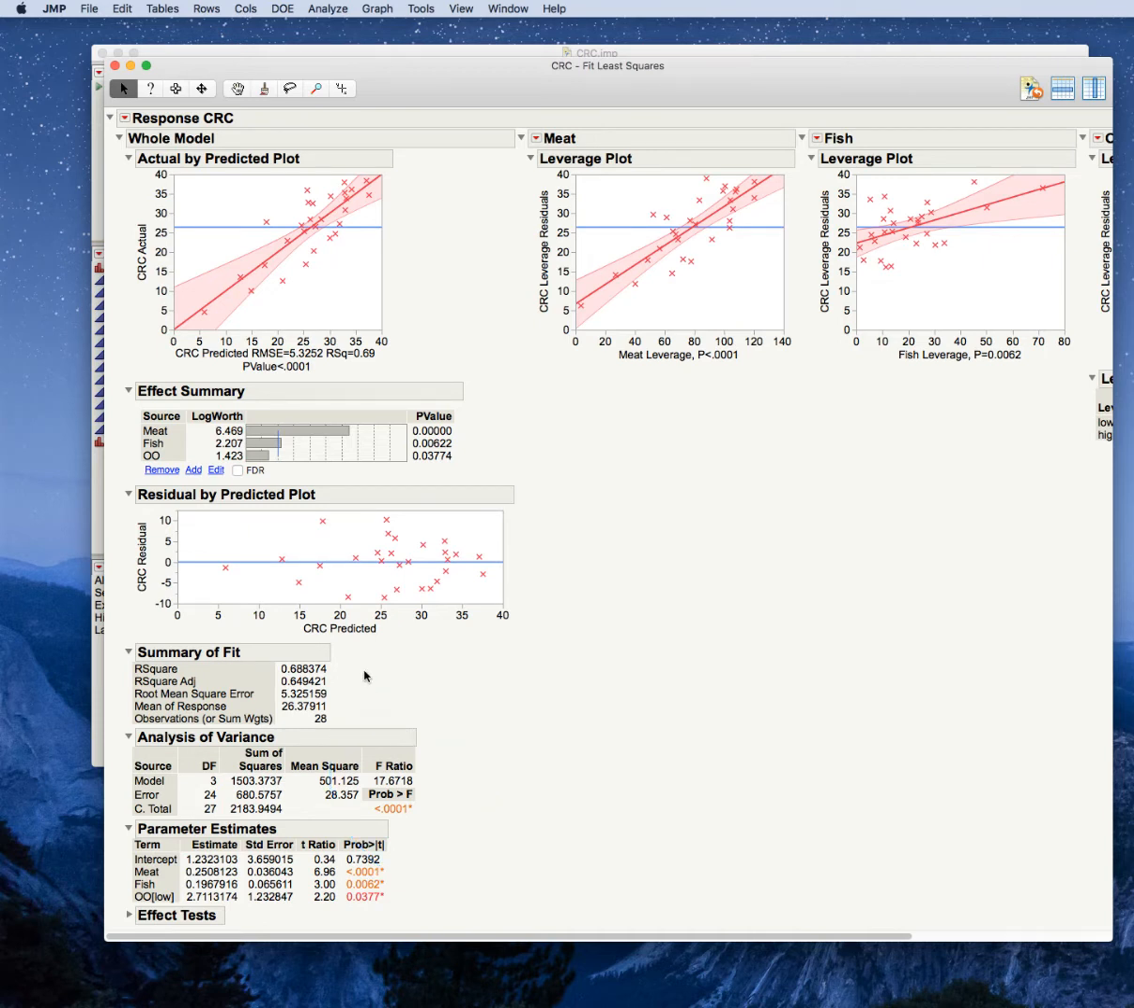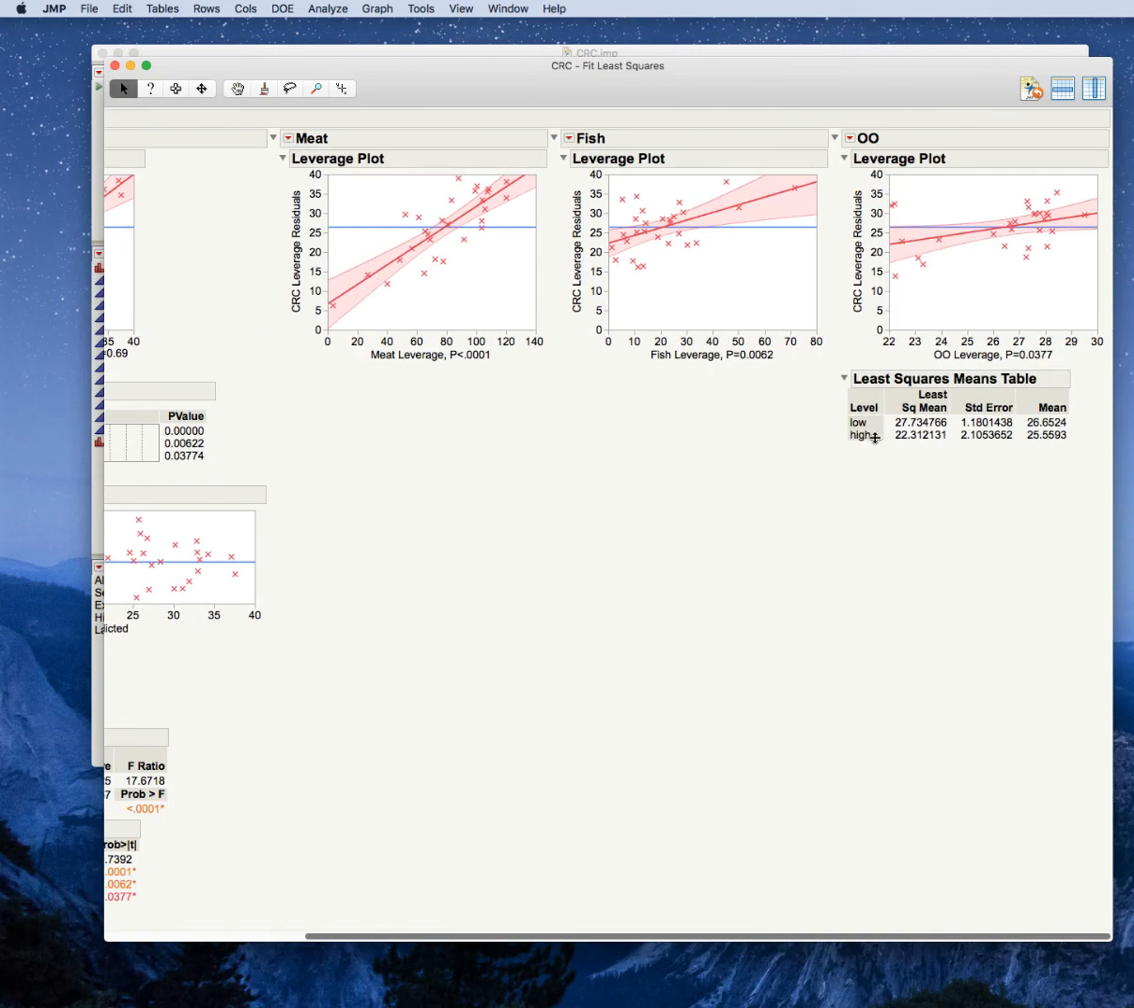If the model is useful, report the statistics associated with it, and report the parameter estimates or the effect sizes for each of your individual variables. For the continuous variables, interpret unit change. So for every 1 unit increase in fish, colorectal cancer goes up by 9.197. For meat, it goes up by 0.251. You could also say for every 10 units of meat, make this 10 times 0.25, or every 10 units of fish, 10 times 1.97. And then for the olive oil consumption, you want to report the least squares means.